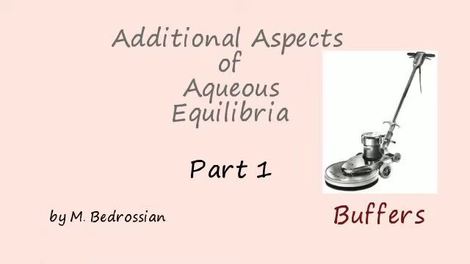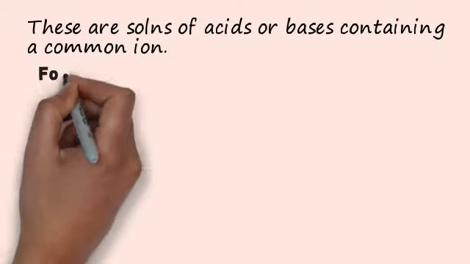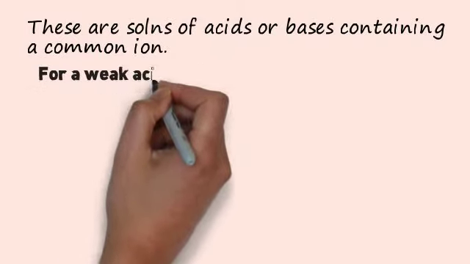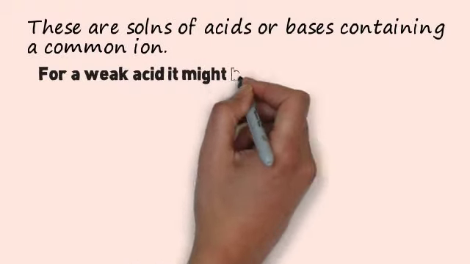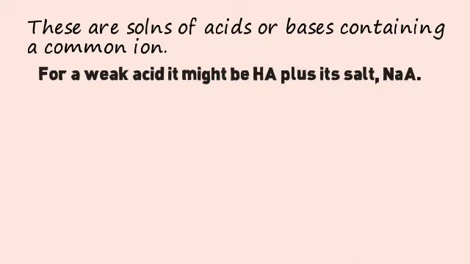This follows nicely from the previous chapter because there are solutions that contain what's called a common ion. For a weak acid, it might be something like HA plus its salt, which could be NaA, sodium acid. So this would be a solution of acids or bases, and they contain a common ion. So let's take a look at this.